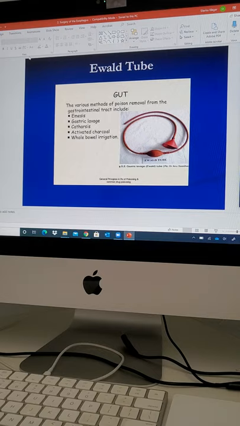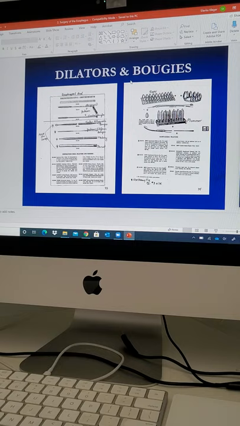All right, so let's move on. So that was the treatment for the foreign body. That was the treatment of the caustic. Let's go to the next slide. We have the dilators and bougies.